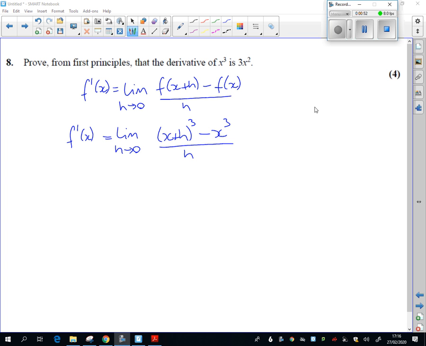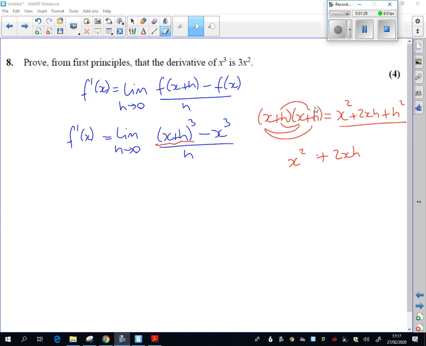Okay, and then my next mark is going to come from expanding out these brackets. So the way I would do it is I would do x plus h squared first. So I've got x times x, and then x times h, and another x times h, and then h times h. And then that needs to be multiplied through by x plus h again for the cubed part. You can do a grid method. So let's do grid method for this bit. So I won't bother putting the plus there.